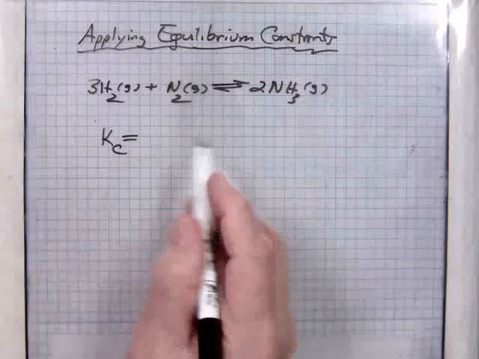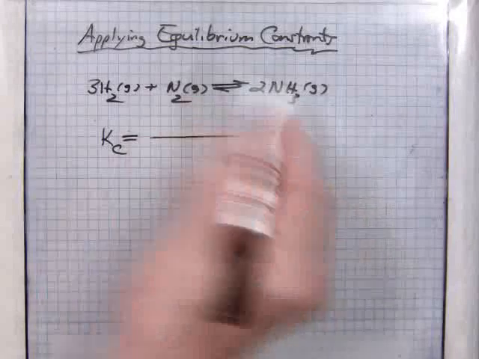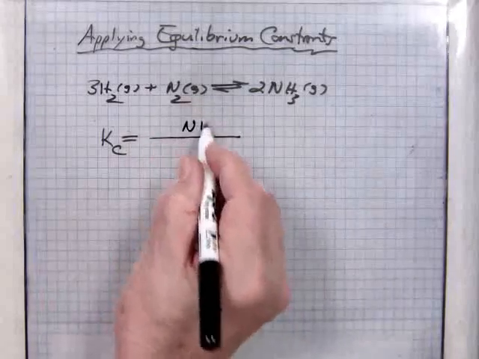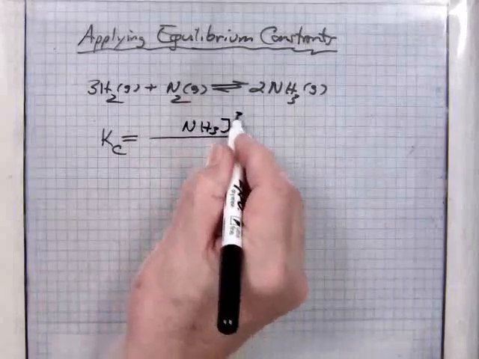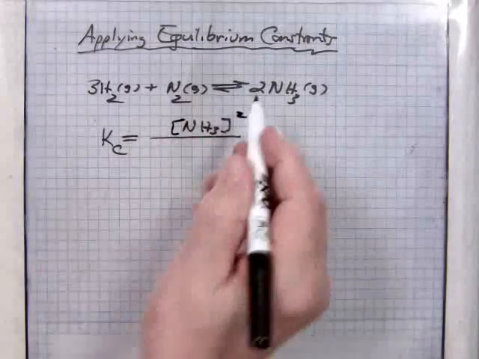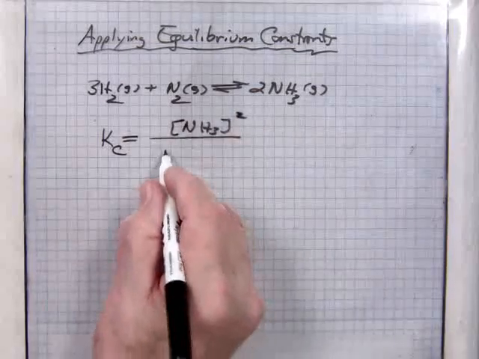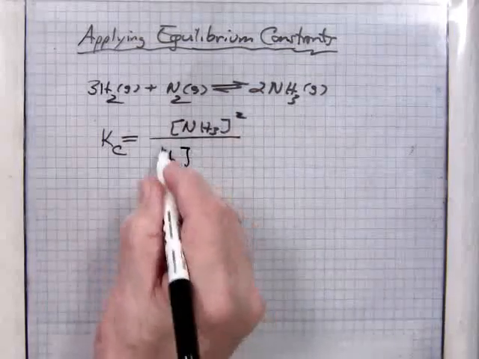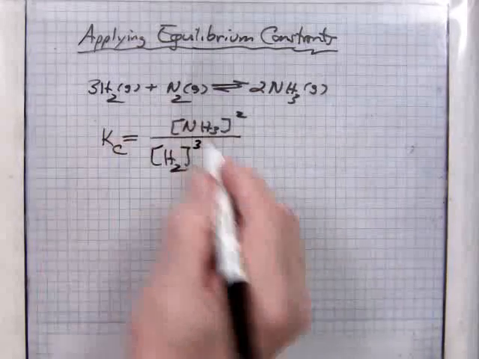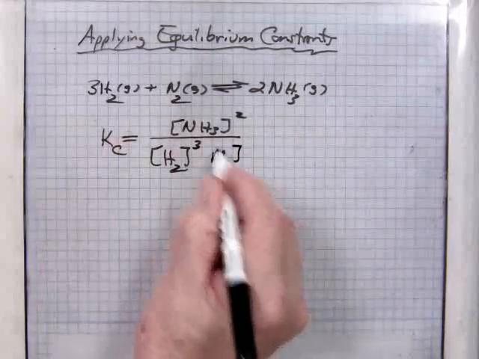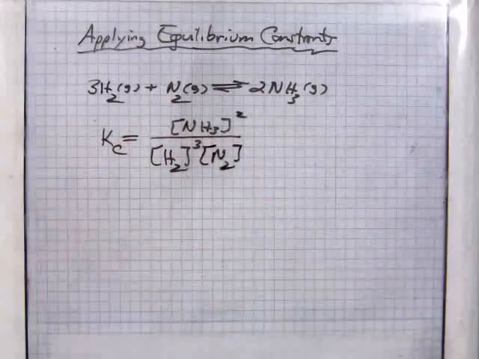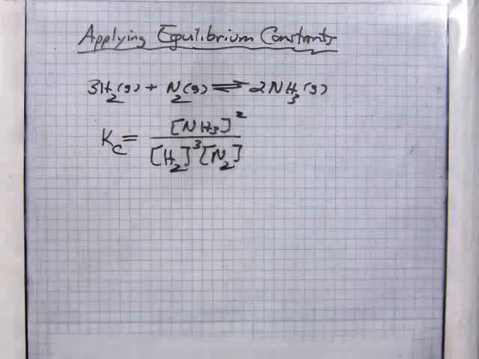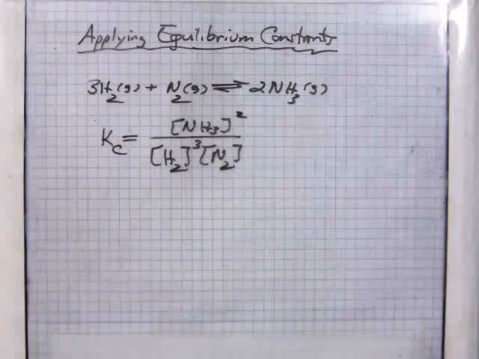So if I were to write the equilibrium expression for this, it'd be NH3 squared, the coefficient, divided by H2 cubed and N2 to the first power. And what those values represent is the equilibrium concentration, and they remain constant forever in a dynamic equilibrium.